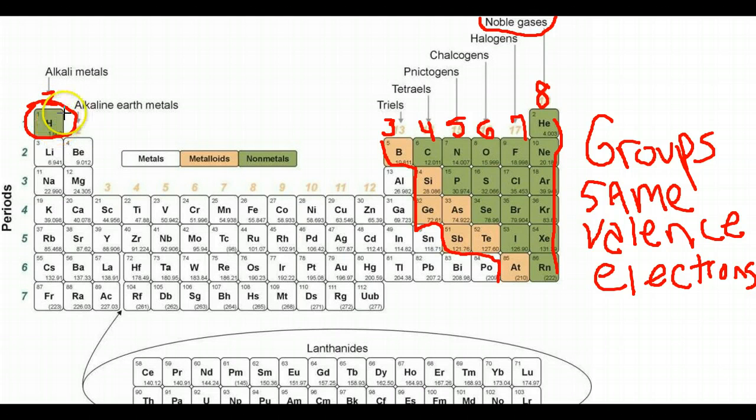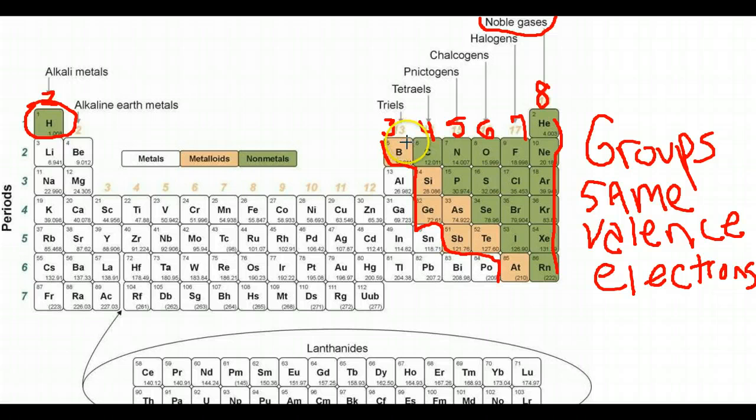Well, why is hydrogen, which is a gas, a non-metal, over here with the metals? Because hydrogen has one valence electron. And so that's why we put hydrogen in group 1, because it has one valence electron.